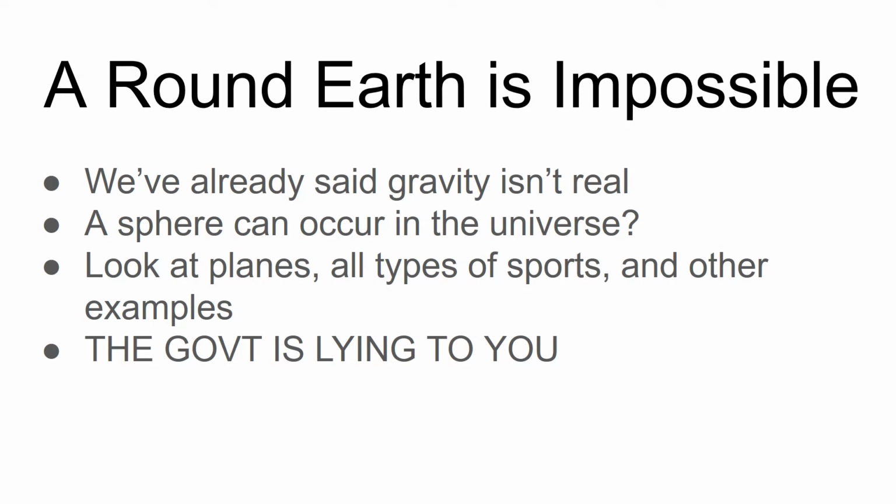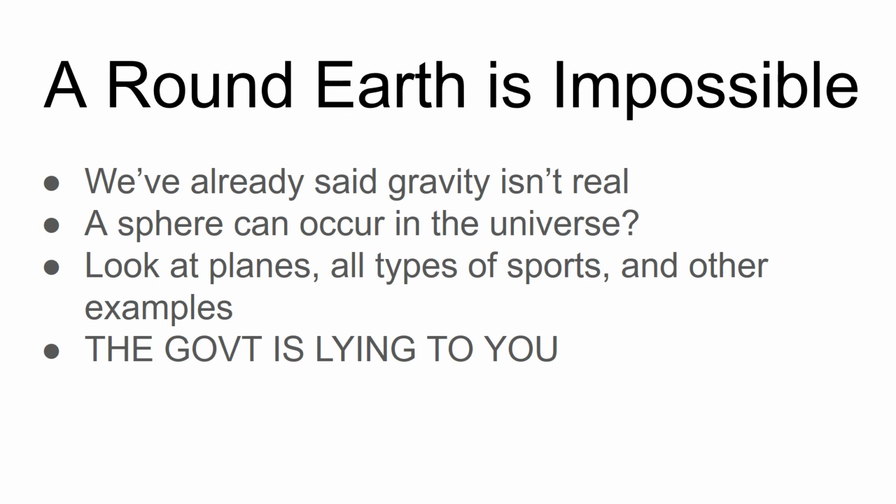Another big complaint that I have is just look at planes. If planes took off on a round Earth, they would fly off the planet. That is because the Earth would curve below them and they would go flying off into space. This also happens to be true with other sports. We talk about cricket, baseball, golf especially. Golf balls would go absolutely flying off the Earth if the Earth was a sphere, gravity or no gravity.